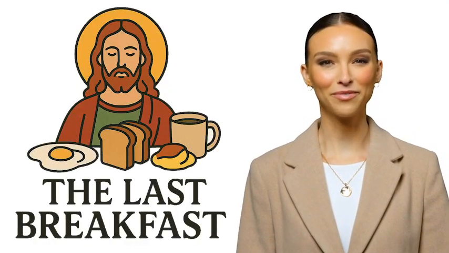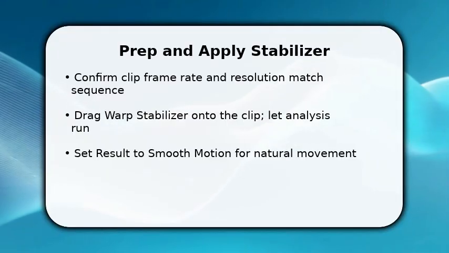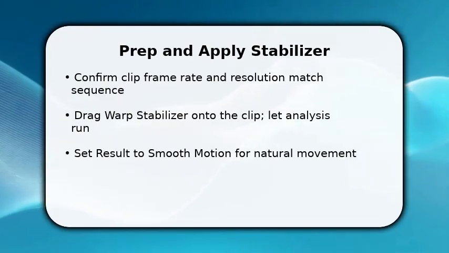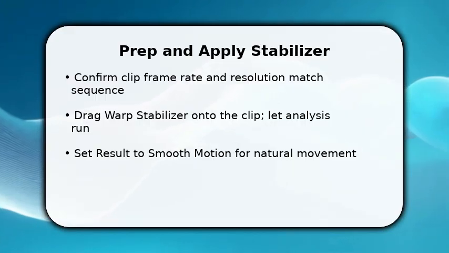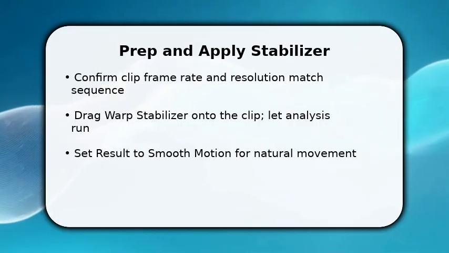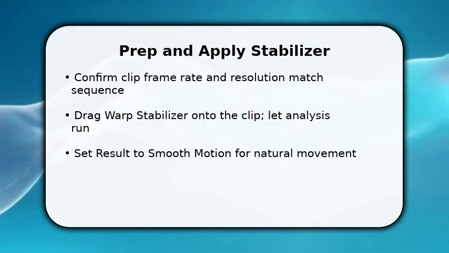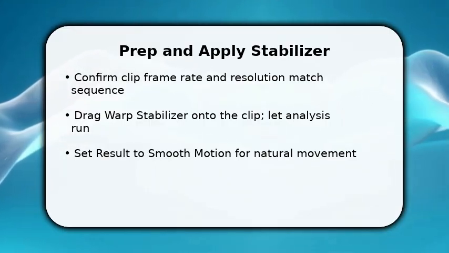Please enjoy the video. You start by matching your sequence to the clip and trimming unnecessary handles. This avoids reanalysis later. Once done, drag the warp stabilizer effect onto the clip and allow it to analyze fully. Make sure result is set to smooth motion so Premiere focuses on preserving natural camera movement rather than locking the frame. If analysis stalls, render the clip or increase playback resolution to speed things up. These quick prep steps get you into the smoothing process immediately.